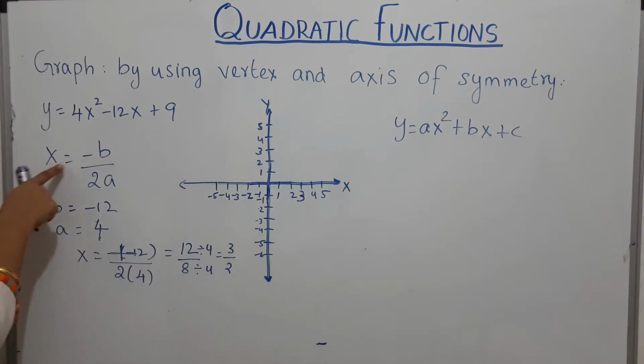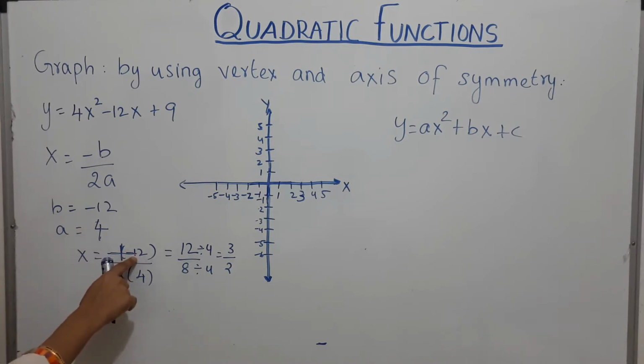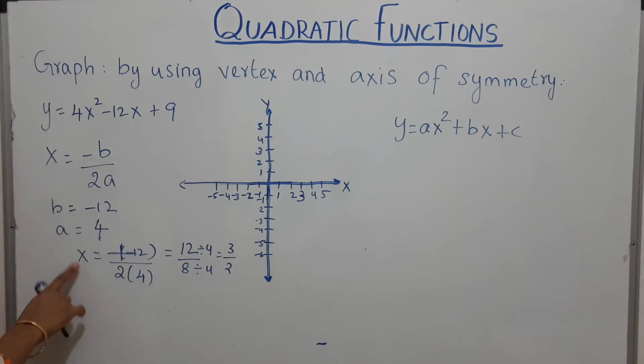So the formula is x is equal to minus b over 2a, and b value is minus 12 and a value is 4. So minus of minus 12 will be plus 12, and 2 times the a value 4 is 8. 2 times 4 is 8. So then when you simplify, you get 3 over 2. So now you found the axis of symmetry.